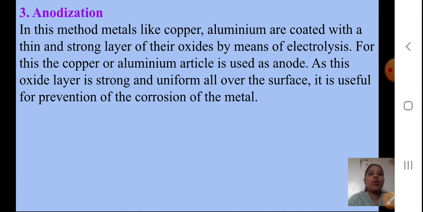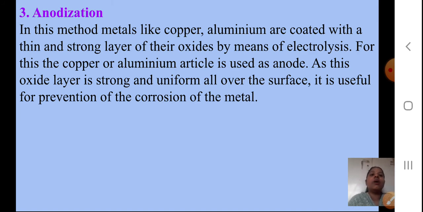Okay students, I hope the three processes are clear till here. First was galvanizing, in which we apply a thin layer of zinc. Tinning we saw, in which we apply a thin layer of molten tin. And third, anodization, in which the oxide layer of the metal is deposited on that metal.